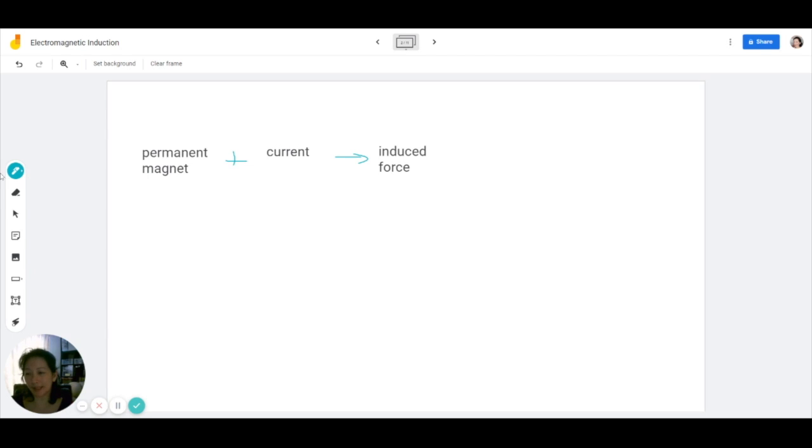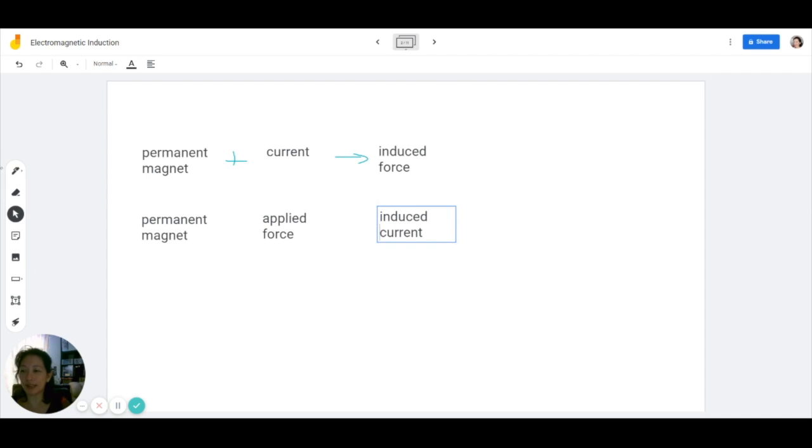For electromagnetic induction, it is kind of like the opposite to this. We still have magnetic fields from the permanent magnet, but this time we will apply a force. So it won't be induced force. Let me just remove this. It will be applied force, and the combination of these two will produce induced current. So that's electromagnetic induction, in an overview.